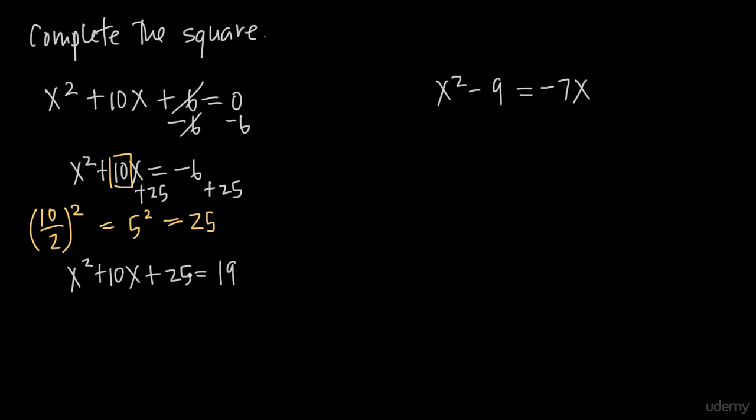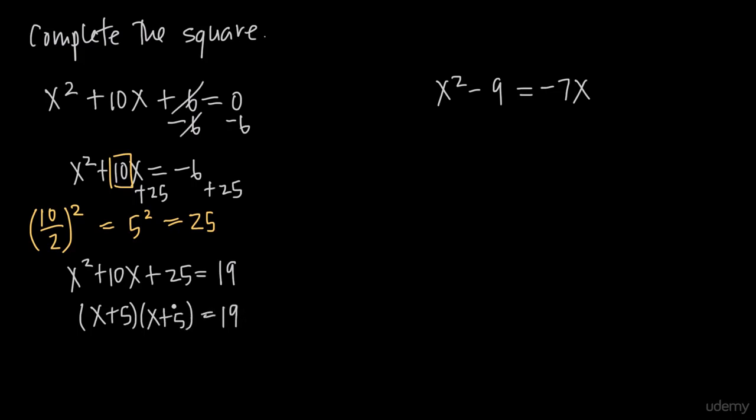Now, the 25 makes the left-hand side a perfect square, so we should be able to factor the left-hand side. If we look at the factors of 25, we know that 25 is 5 times 5, and we can use two positive 5s to get to a positive 10. So we get x plus 5 times x plus 5 is equal to 19.